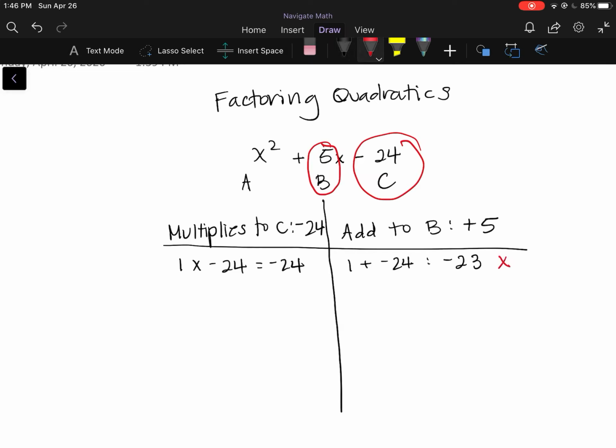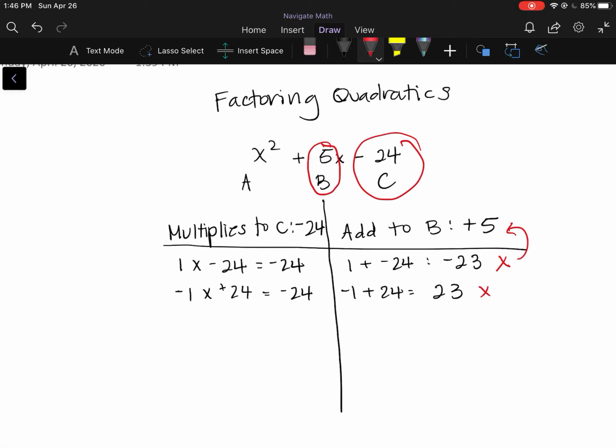Now this does not work because I want my factors to add up to positive 5, right? So if we look back up at the top, it tells us what we want our numbers to add up to. And we want it to add to positive 5. Well, let's see what happens if I put the negative on the other number. So what if I did negative 1 times positive 24? Well, negative 1 times positive 24 is negative 24. And now I'm going to try to add these two factors together. So negative 1 plus 24 equals positive 23. This also does not work.